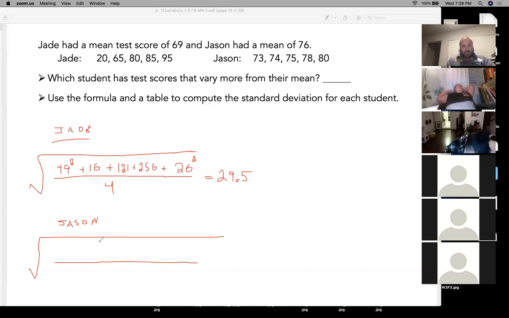Okay, so I'm going to start filling in numbers here. What was Jason's mean again? It said it, but I'm covering it up, so I forgot it. I think 76. 76. Okay.